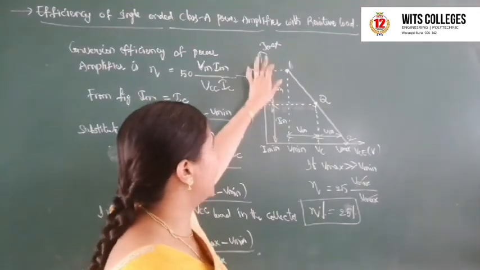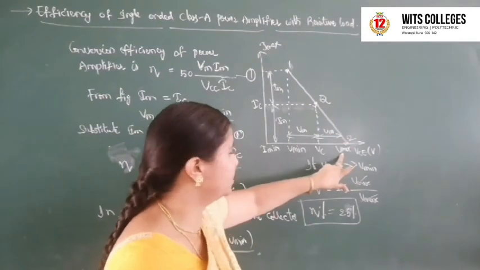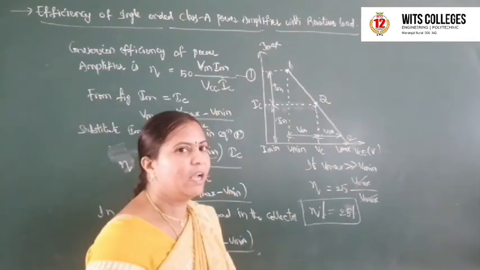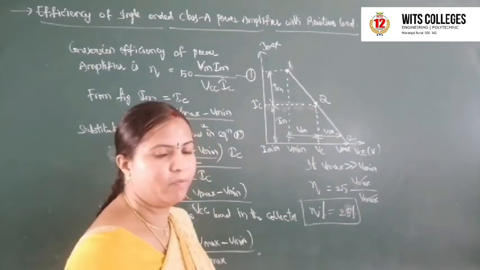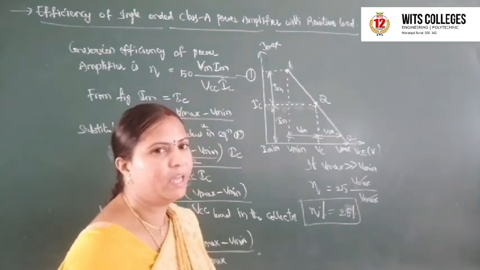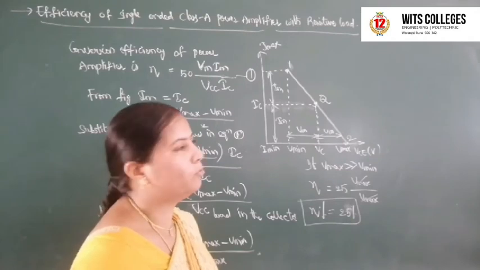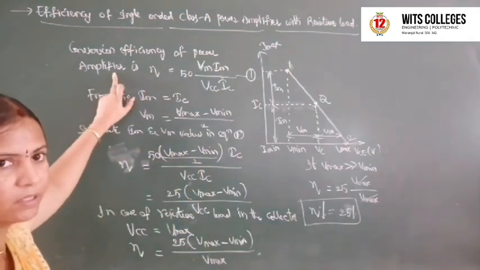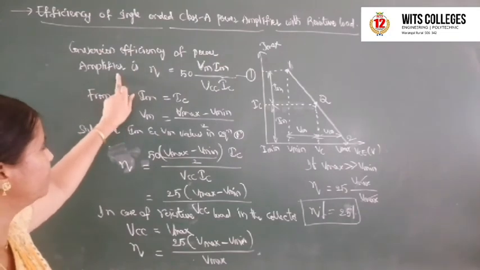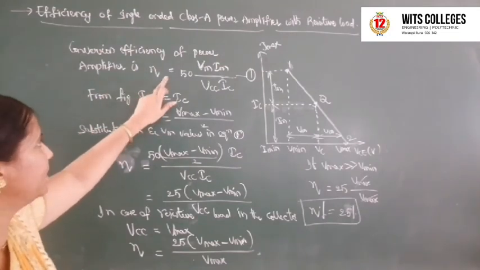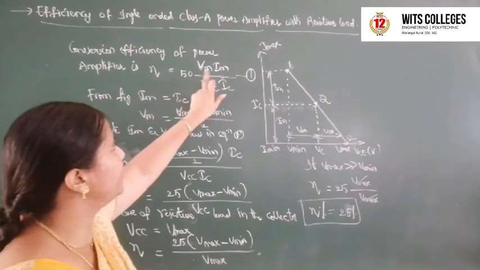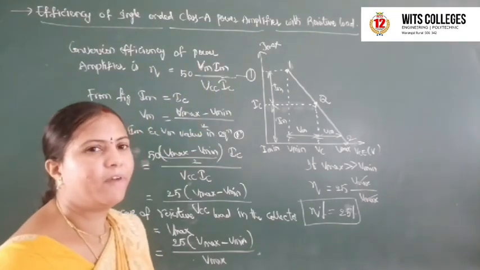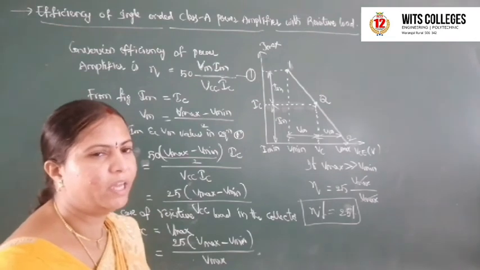Now this is the maximum voltage and this is the minimum voltage, and IM and VM represent the peak values of the current and voltage of the collector at the resistive load. The conversion efficiency of the power amplifier is indicated by eta equal to 50 into VM IM by VCC into IC. VM and IM are the peak values of the current and voltage of the load.